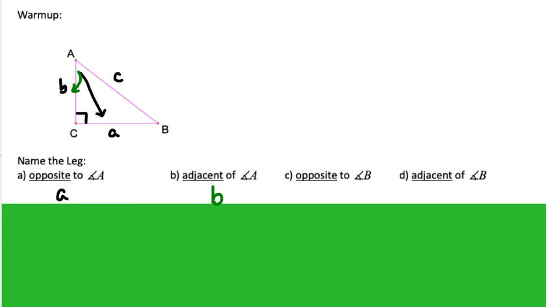All right, opposite angle B. So opposite angle B would be little b. But adjacent to angle B would be next to it. Again, it's the adjacent leg, so that would be A. We're going to be using these terms as we move ahead into our trigonometry unit.